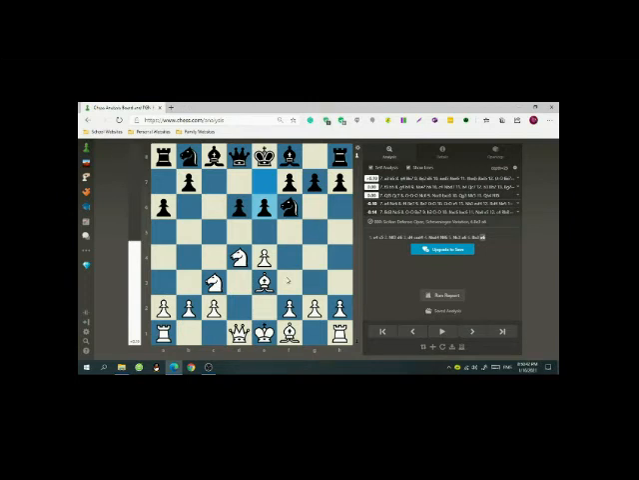In my opinion, if I was black, I would prefer the Najdorf. What do you think?